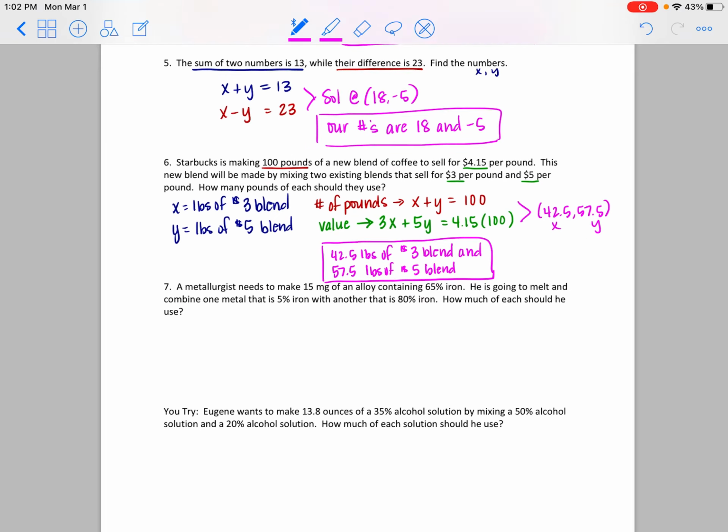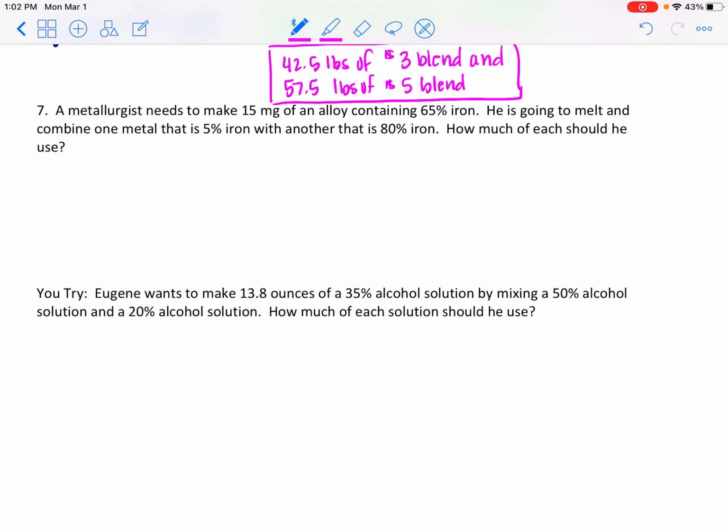We're going to do another one like that, but instead of a fun Starbucks problem, we have a metallurgist problem. So a metallurgist is someone who works with metals. This metallurgist needs to make 15 milligrams of an alloy that contains 65% iron. He's going to melt and combine one metal that has 5% iron with another one that has 80% iron. How much of each should he use?